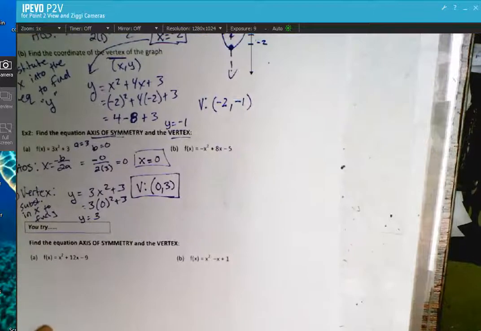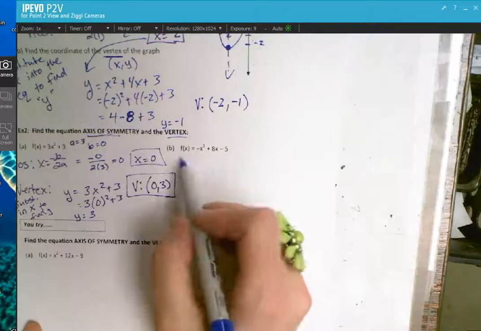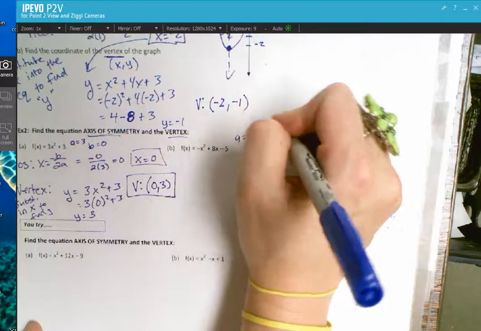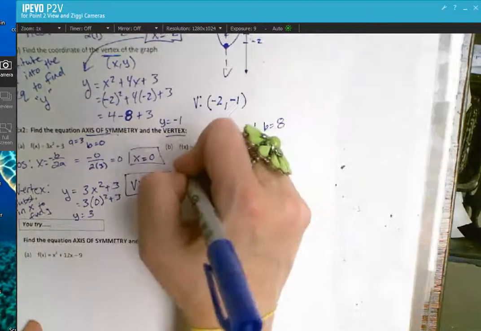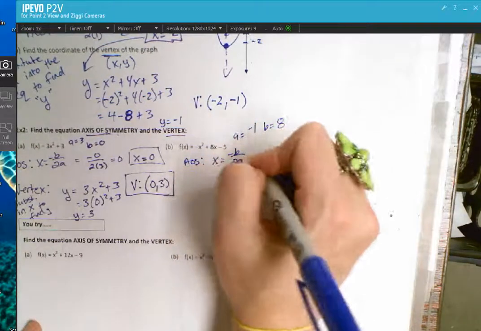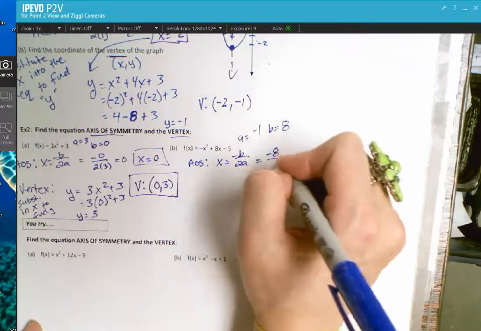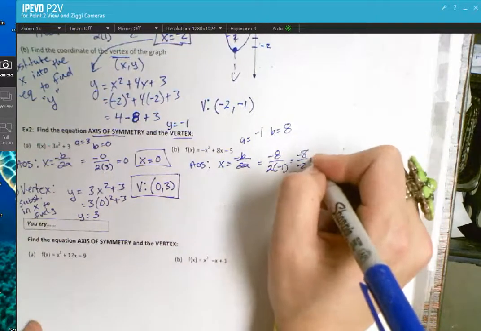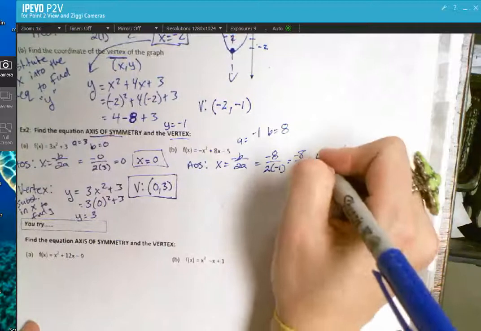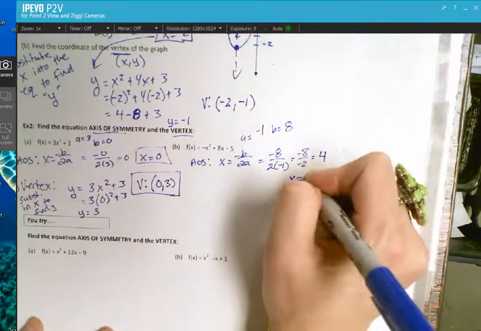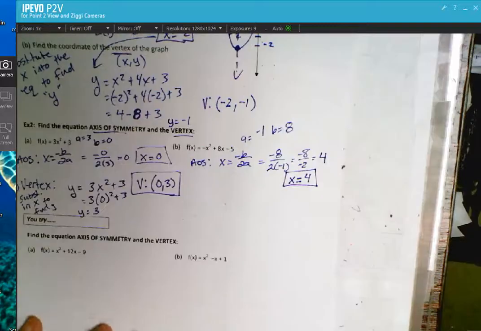Alright, one more before you guys try. We have the function f of x is equal to negative x squared plus 8x minus 5, so a is equal to negative 1, b is equal to 8. It wants me to find my axis of symmetry. So I know it's x is equal to negative b over 2a. So the opposite sign is negative 8 over 2 times negative 1. I get negative 8 over negative 2. A negative divided by a negative is a positive 4. The answer is always x equals 4. This should be my final answer, in the form of an equation.